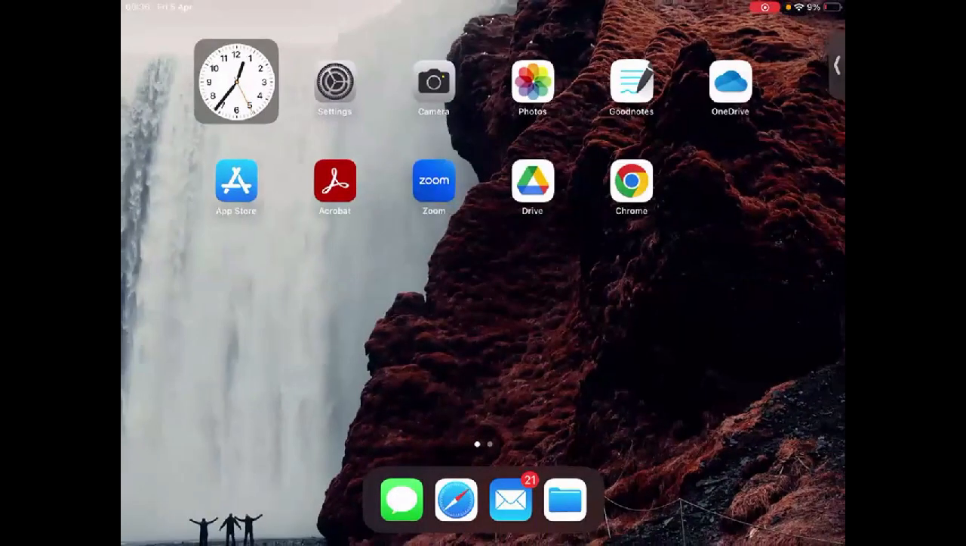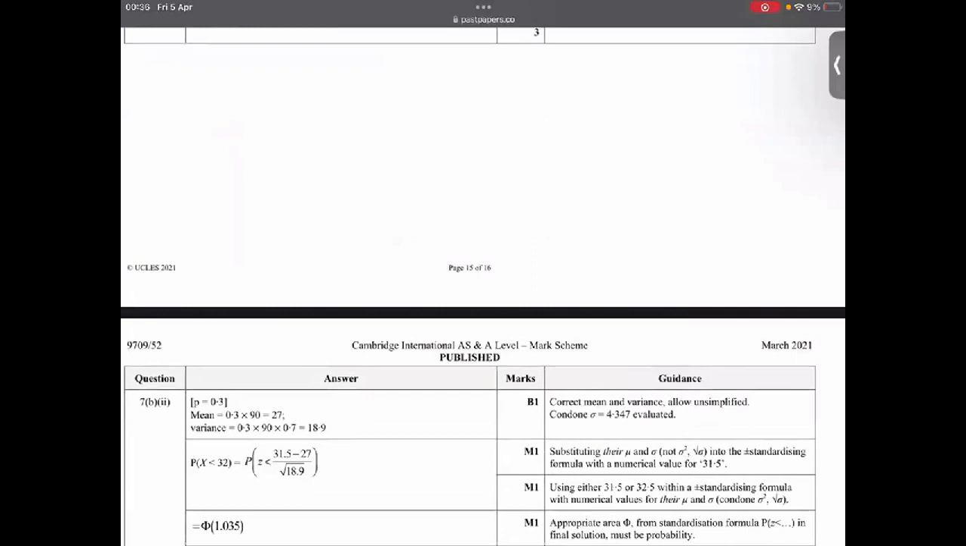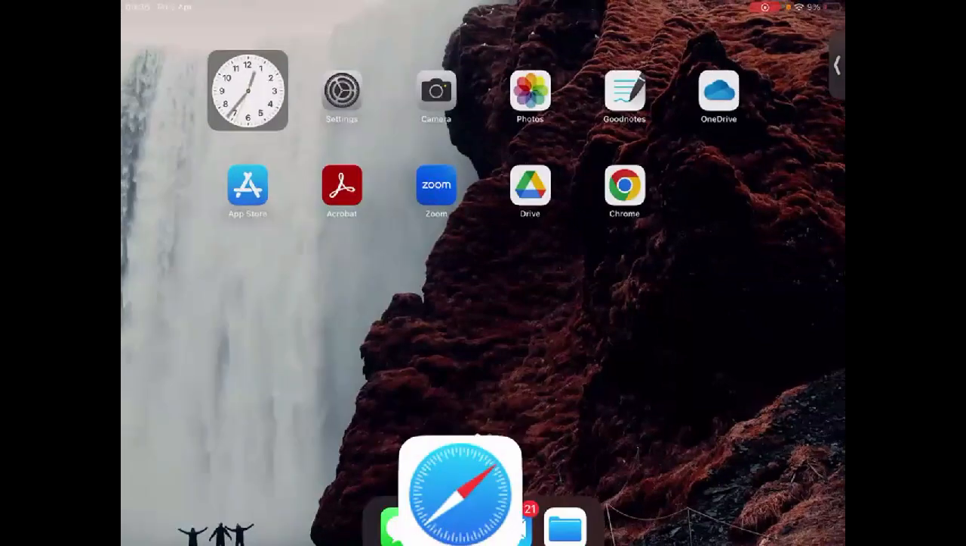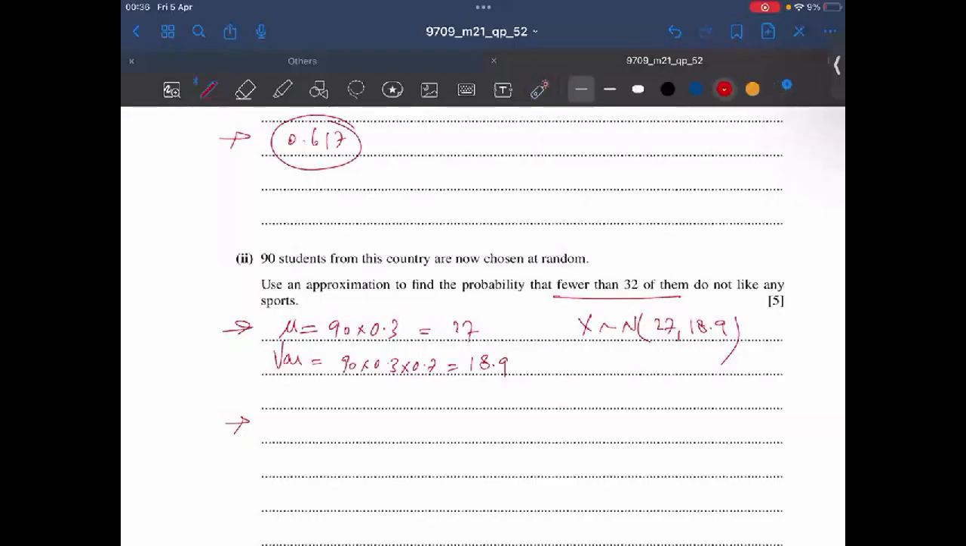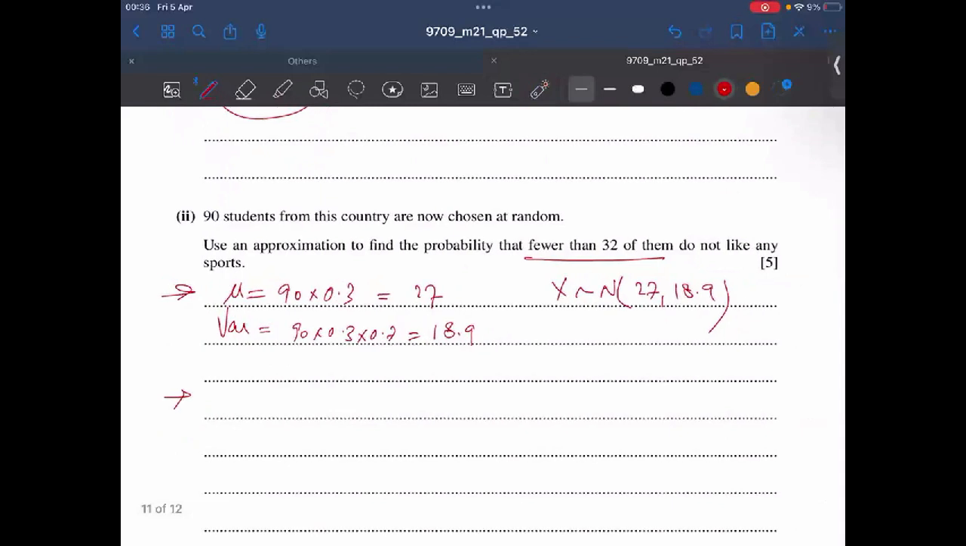As far as I remember, there's a mark for it. That's why you have to show the value of variance. Later on, when you are using the formula for Z, then you may just show the square root of 18.9. That's fine.